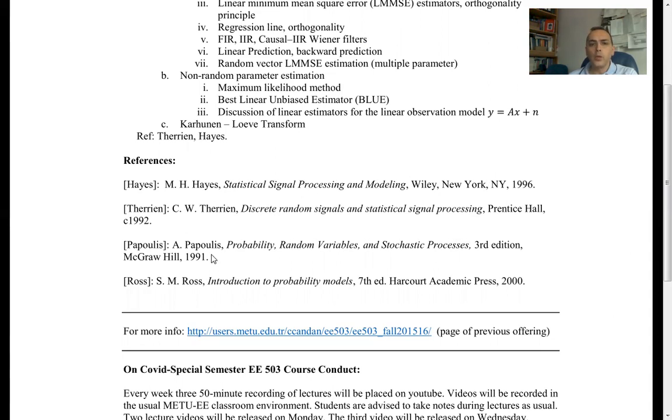Papoulis's textbook is a classical textbook. Papoulis's textbook contains everything in terms of probability. So you can find probability, stochastic processes, information theory, detection, estimation, statistics, everything in Papoulis's textbook. It's a very brief textbook, but it's a very valuable textbook. If you can get used to reading Papoulis's textbook also, you will gain a lot.